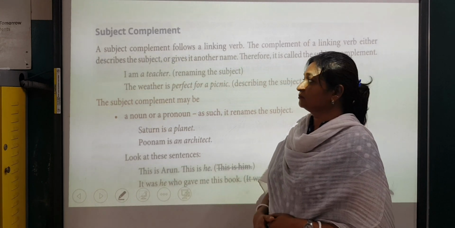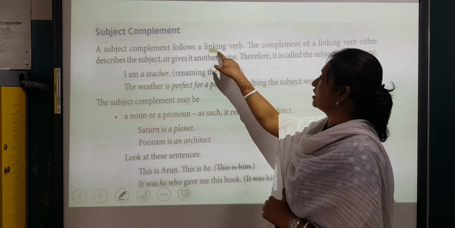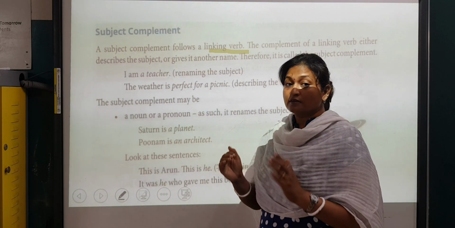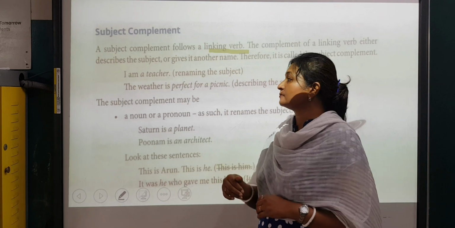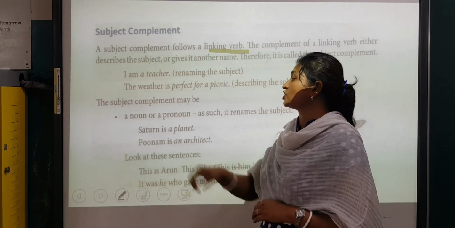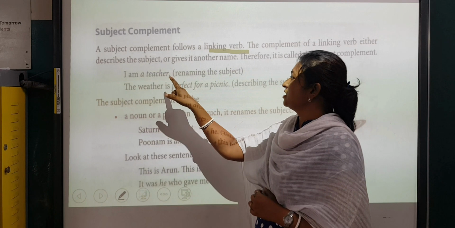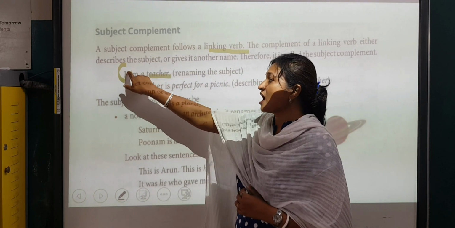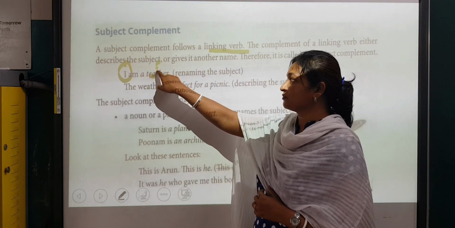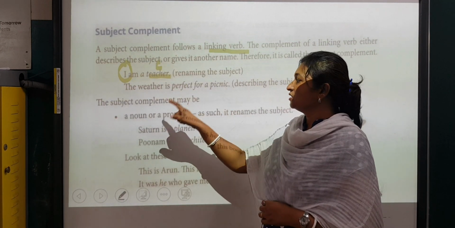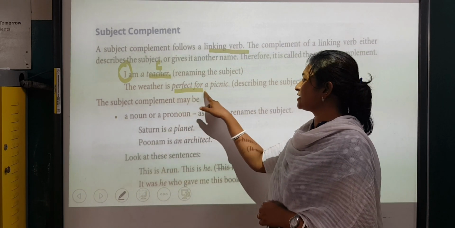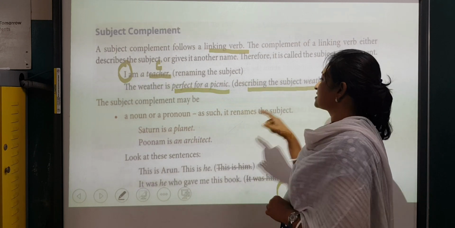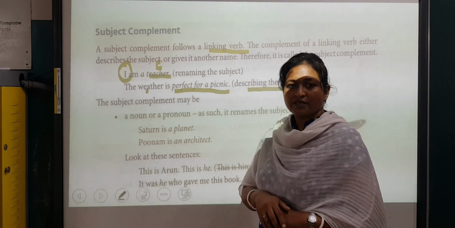Subject complement. A subject complement follows a linking verb. Linking verb means it connects the remaining part of the sentence. For example, I am a teacher. Here, the teacher is actually renaming the subject I. So, teacher is the complement. Which one is the complement here? Teacher. The weather is perfect for a picnic. The complement is perfect for a picnic. And what is it doing? Describing the subject weather. Is it clear, children?